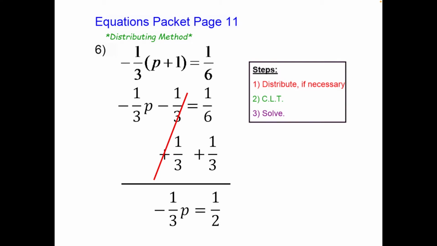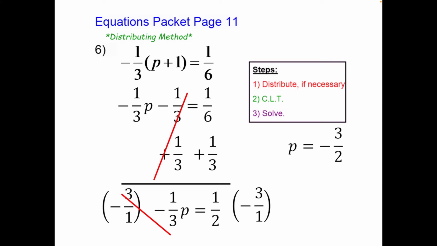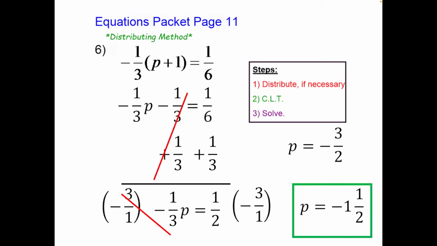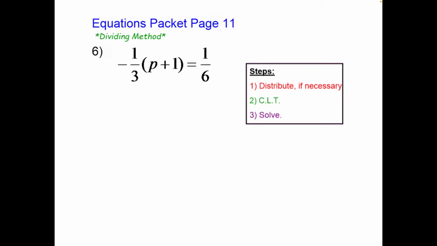P is being multiplied by negative 1/3. We could divide by negative 1/3, or we could multiply by the reciprocal. The reciprocal is negative 3/1, because when you multiply by the reciprocal, you get an answer of 1, where p is by itself. P equals 1/2 times negative 3/1, which equals negative 3/2. As a mixed number, this would be equal to negative 1 1/2. P equals negative 1 1/2.